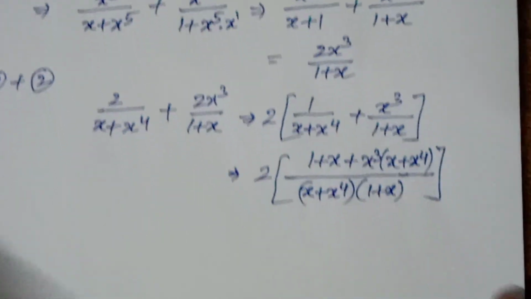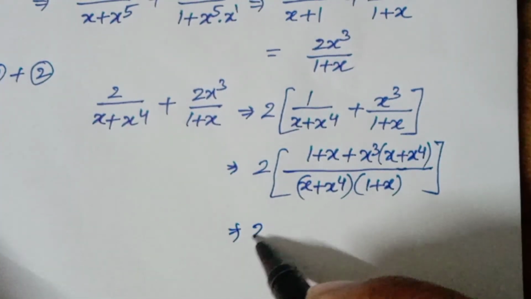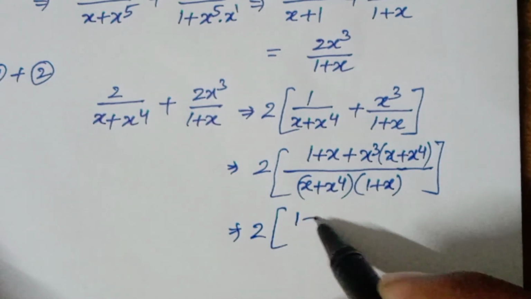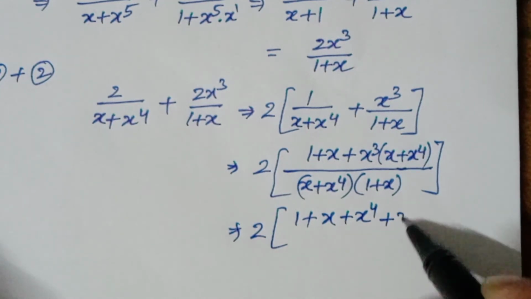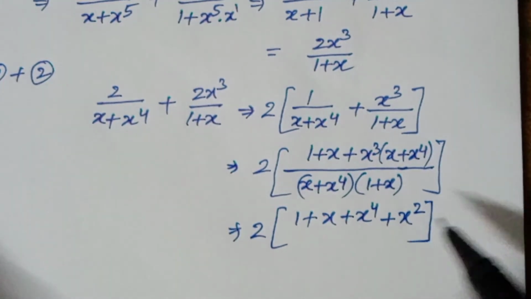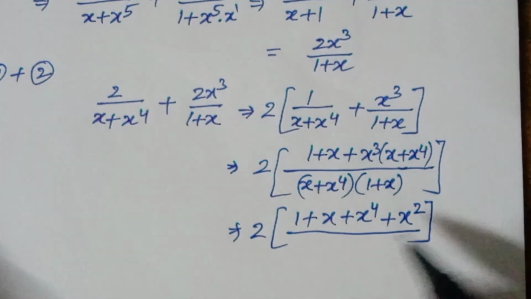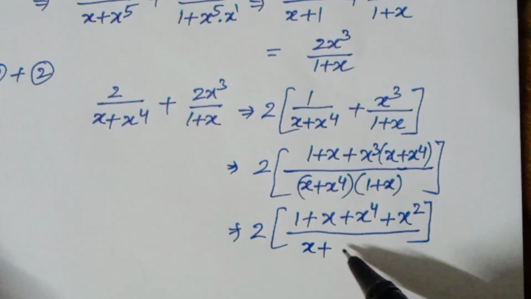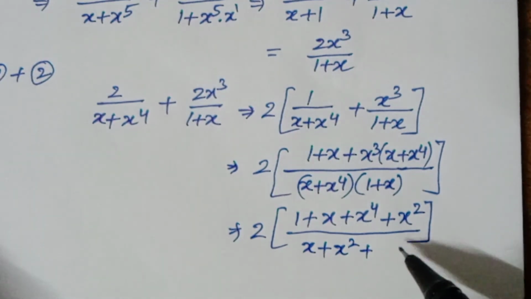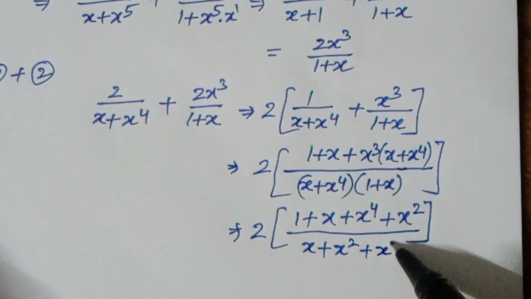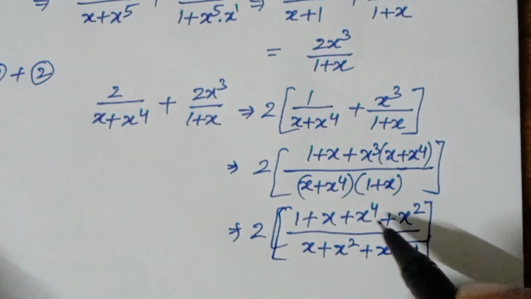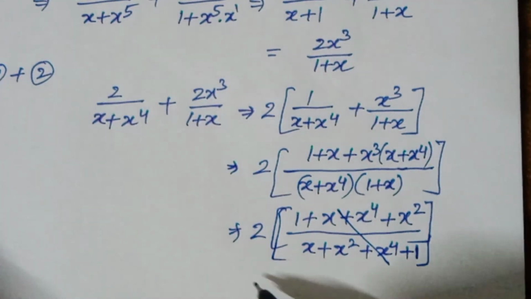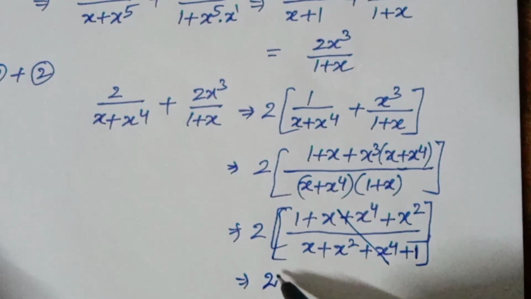What will we get in the numerator? The numerator will be 2 into 1 plus x to the power of 4, and x to the power of 7 you can write as x square. The denominator will be x plus x square plus x to the power of 4 plus x to the power of 5, that you can write as 1. Now both the numerator and denominator are equal, so you can cancel. Therefore the value is 2.